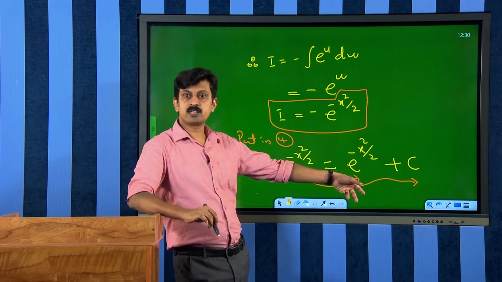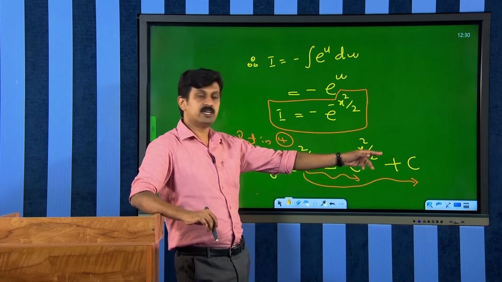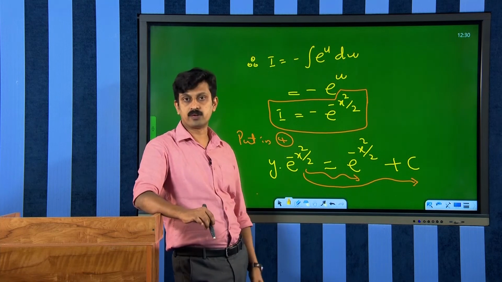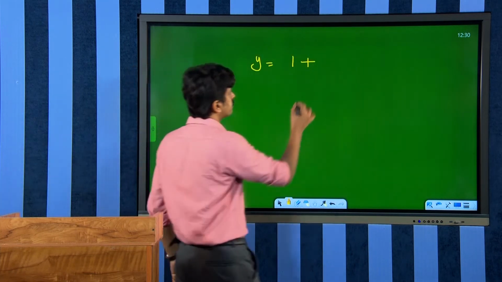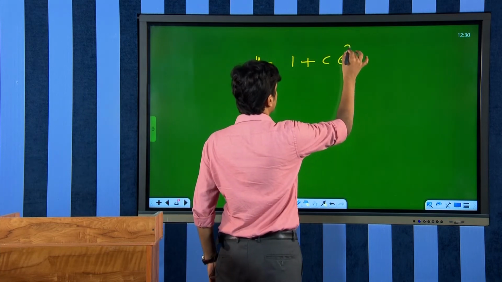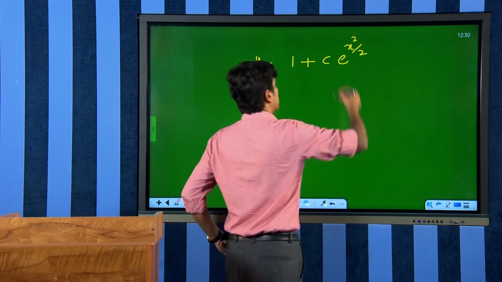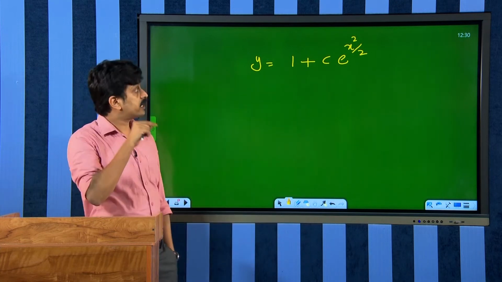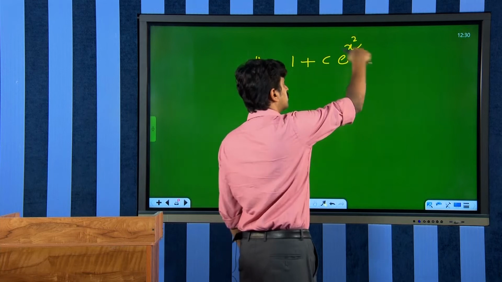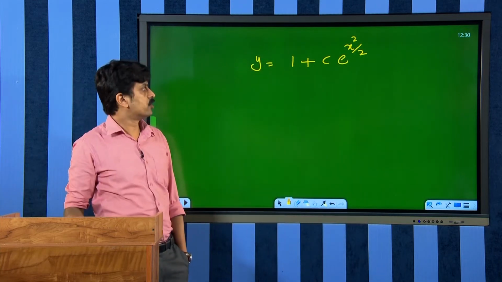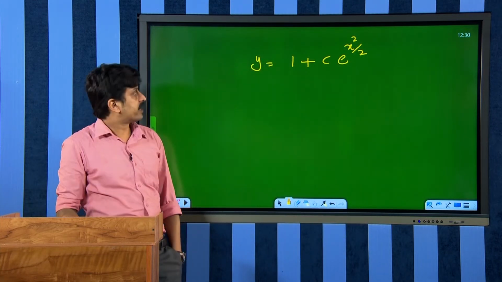This will be cancelled, the value will be 1, and c divided by e raised to minus x square by 2 we will take into numerator. Therefore, we will have c e raised to x square by 2, since the e raised to minus x square by 2 in the denominator we have taken into the numerator. Fine.